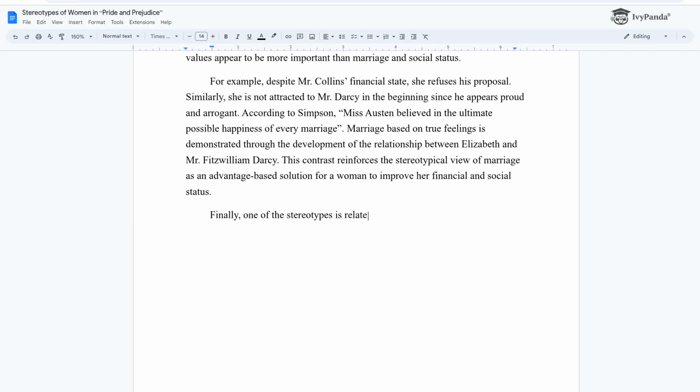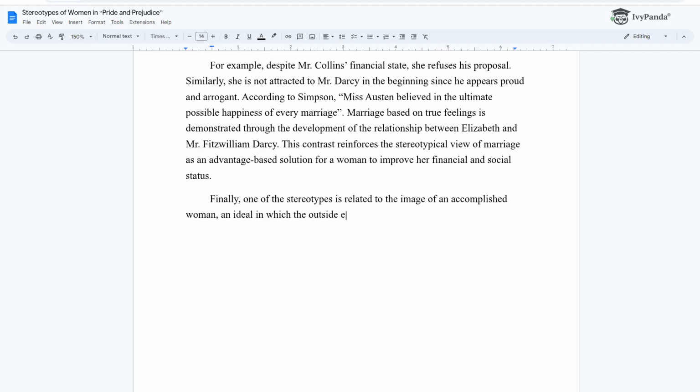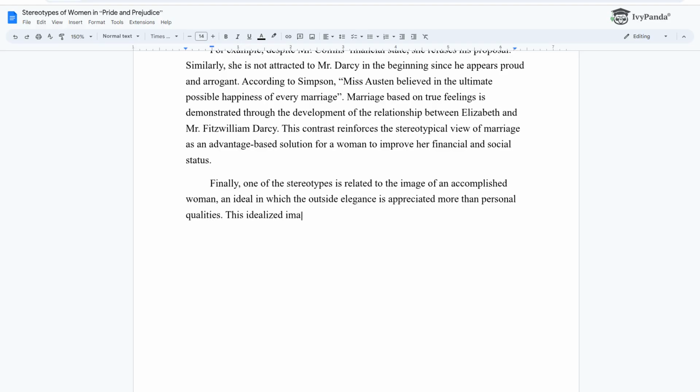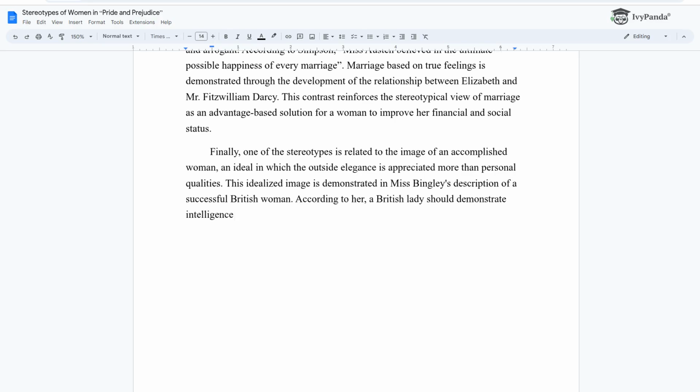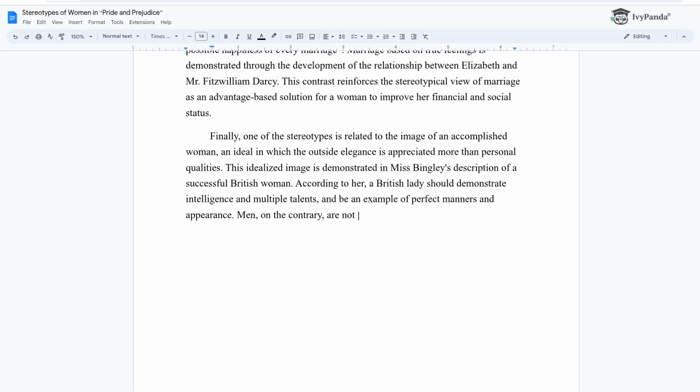Finally, one of the stereotypes is related to the image of an accomplished woman, an ideal in which the outside elegance is appreciated more than personal qualities. This idealized image is demonstrated in Miss Bingley's description of a successful British woman. According to her, a British lady should demonstrate intelligence and multiple talents, and be an example of perfect manners and appearance. Men, on the contrary, are not subject to such social requirements.